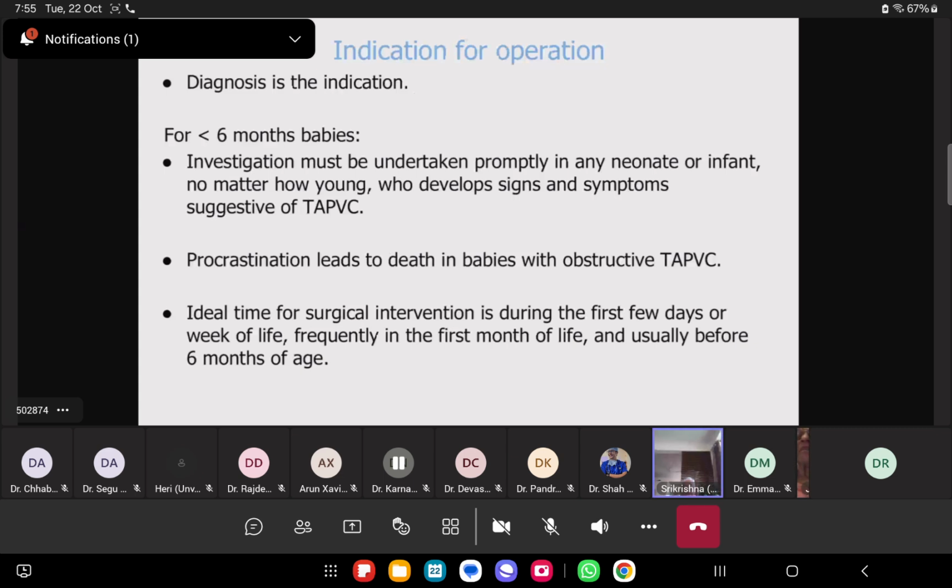Indications for the operation: diagnosis is the indication. For babies less than 6 months of age, investigation must be undertaken promptly in any neonate or infant, no matter how young, who develops signs and symptoms suggestive of TAPVC. Procrastination leads to death in babies with obstructive TAPVC. The ideal time for surgical intervention is during the first few days to weeks of life, frequently in the first month, usually before 6 months of age.